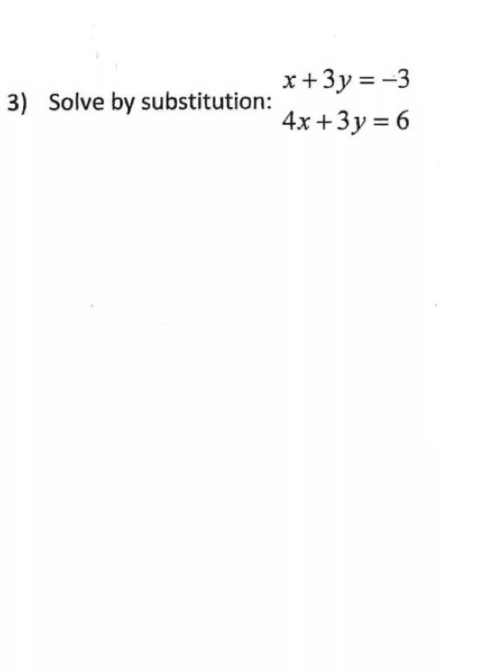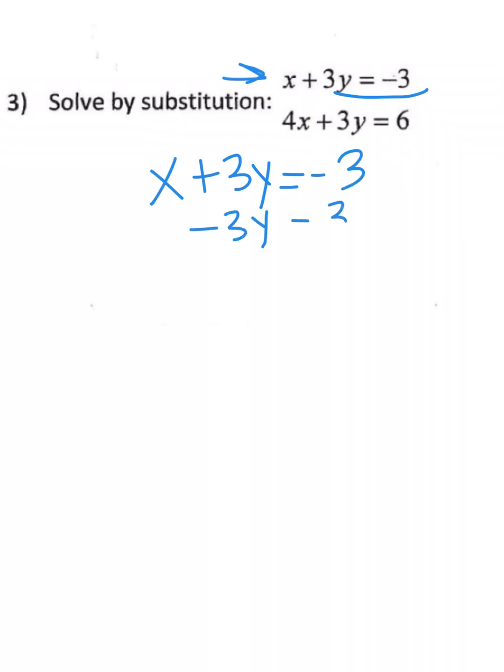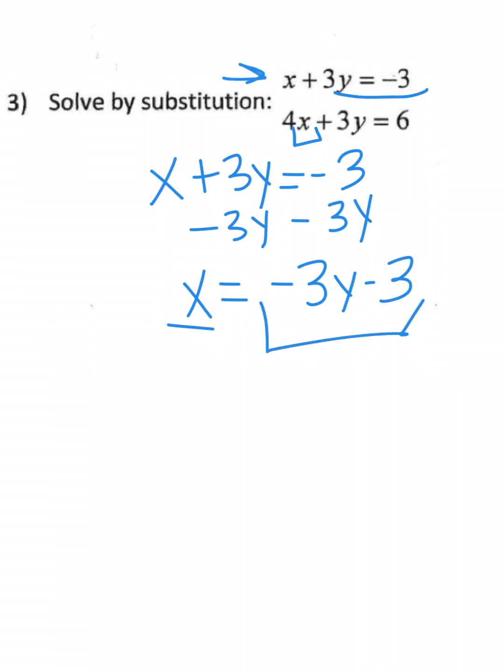All right, this one asks us to solve by substitution, so we need to make sure that we have an x or a y by itself first. So let's take a look at which one is going to be easiest. The top one's going to be easier to get an x or a y by itself because all I have to do is move that 3y over by subtracting it. So that's going to look like this. Okay, now that I have an x all by itself, I'm going to go into the other equation and replace x with -3y minus 3.